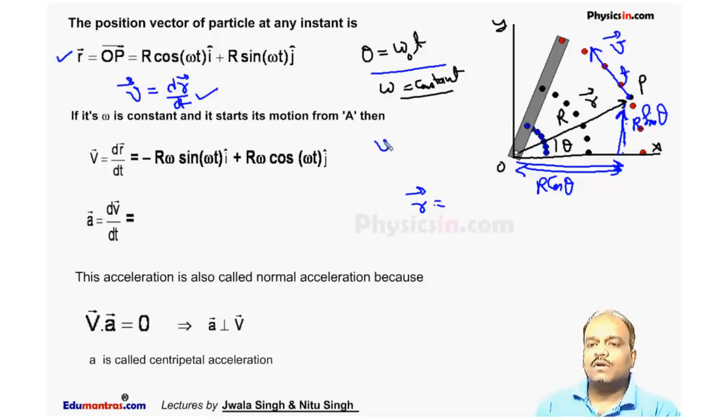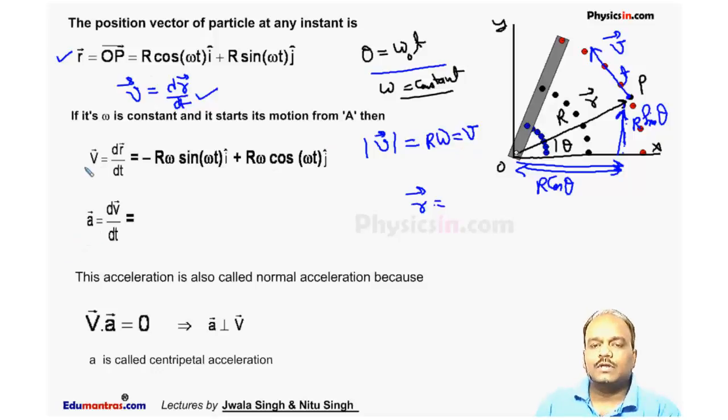Now if we take the mod of this instantaneous velocity, it is root over r square omega square sin square omega t plus r square omega square cos square omega t. The root of this comes out to be r into omega, and this is the speed of the particle. So if v is constant, then omega is also constant. Though the particle is moving with constant speed, the direction of the velocity of the particle is continuously changing. So the velocity is changing, so it is having acceleration.